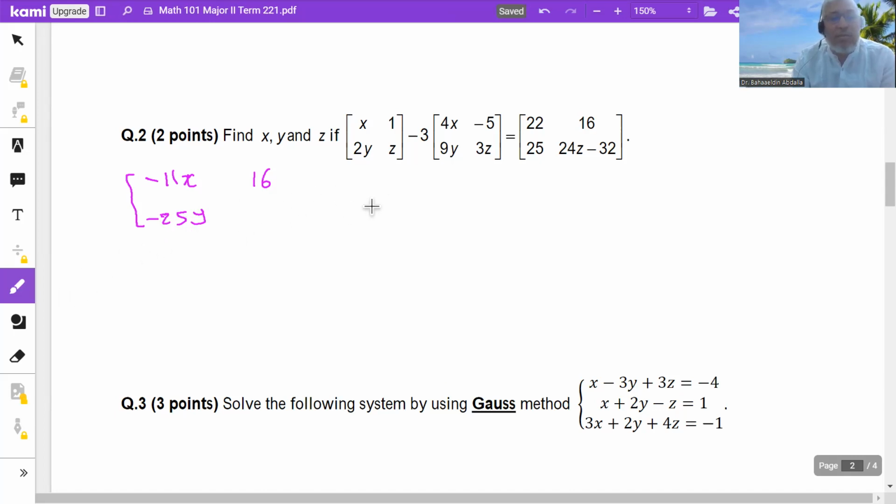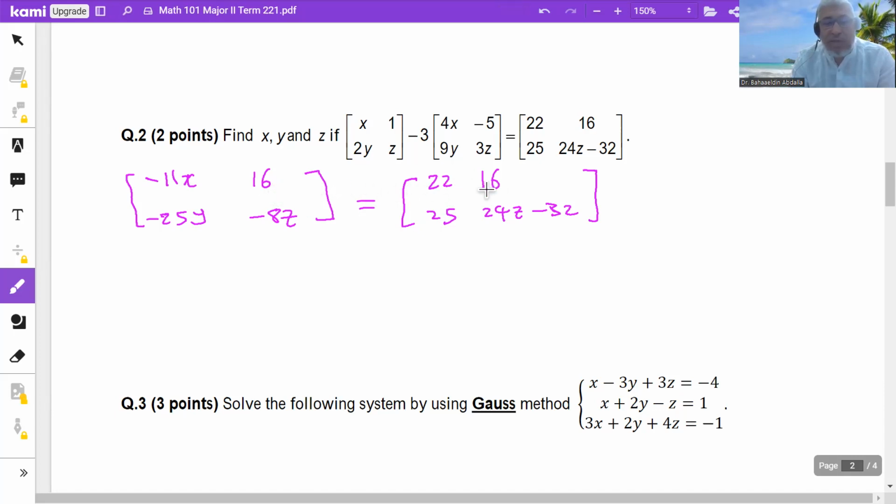And z minus 3 times 3z, so z minus 9z, 1 minus 9, that's negative 8z. So this is the left-hand side after we added and simplified the two matrices in the left-hand side. This matrix should be equal to 22, 16, 25, and 24z minus 32. So for these two matrices to be equal, negative 11x has to equal 22. 16, you can see, there is 16 here and 16 here. So it means that everything is fine.